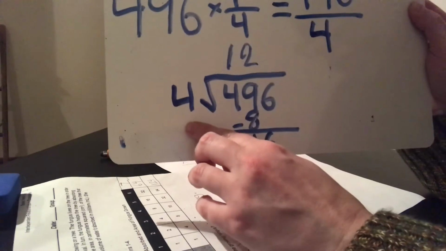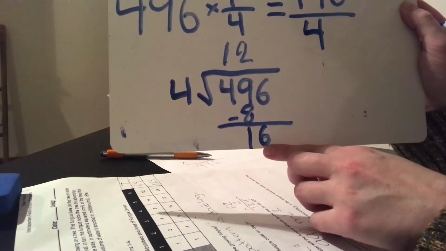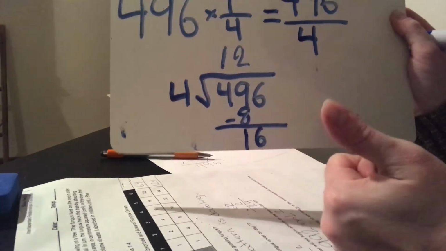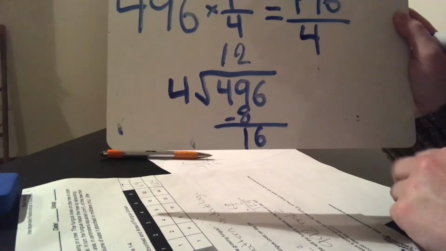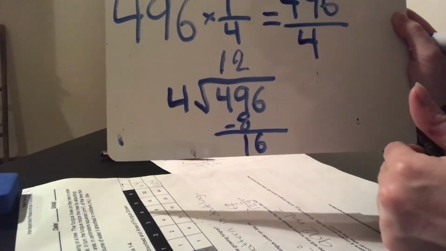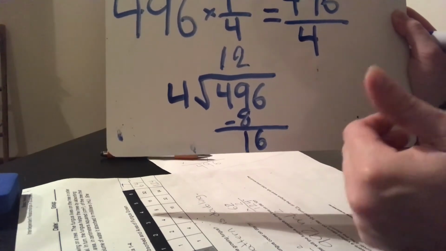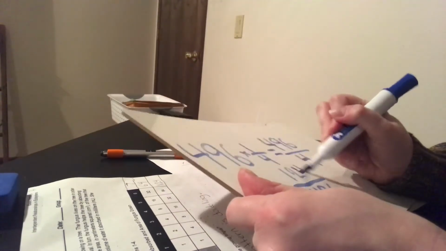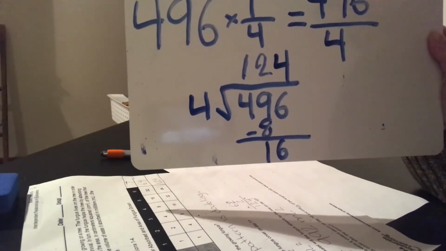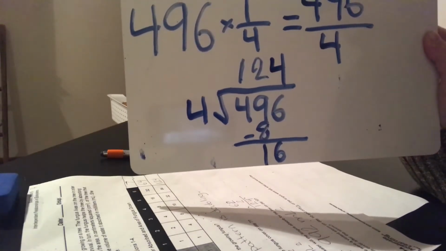Okay, 4 goes into 16. How many times? 4 times 2 is 8. 4 times 3 is 12. 4 times 4 is 16. So I bring that 4 up here. 4 times 4 is 16. So I don't have any leftovers.